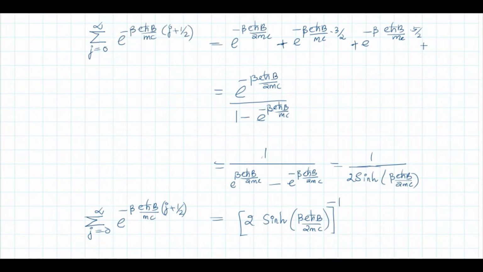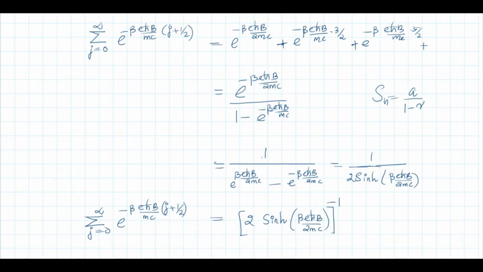Next, this summation. When you put j equal to 0, you will get e raised to minus beta eh cut B by 2mc. When you put j equal to 1, you will get e raised to minus beta eh cut B by mc into 3 by 2. When you put j equal to 2, you will get e raised to minus beta eh cut B by mc into 5 by 2, and so on. This is a summation to infinity of a GP with first term e raised to minus beta eh cut B by 2mc and common ratio e raised to minus beta eh cut B by mc. And you know that the sum to infinity of a GP is a by 1 minus r, where the first term is a and the common ratio is r.